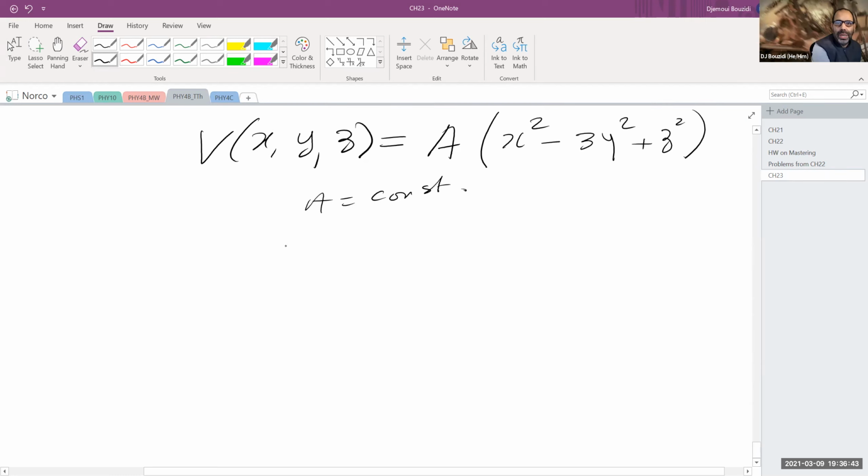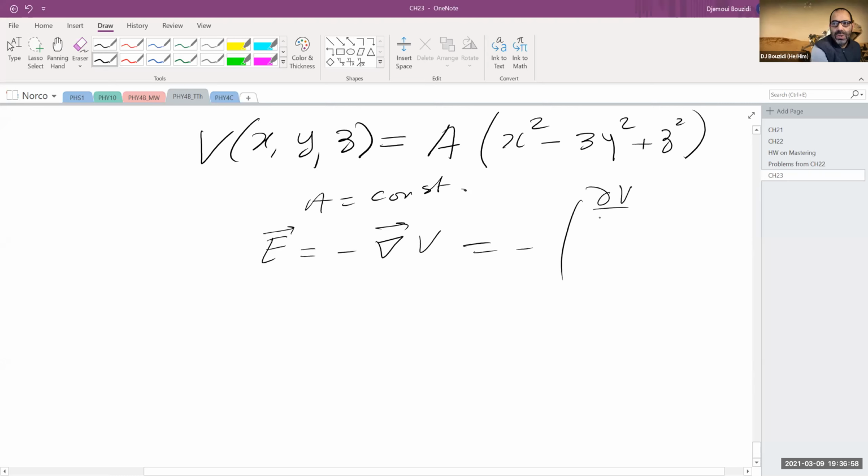Okay. So the electric field is equal to minus grad of V. Or if you want to write it explicitly, it's the derivative of V with respect to X, the derivative of V with respect to Y, and then with respect to Z. Be careful here about this vector.